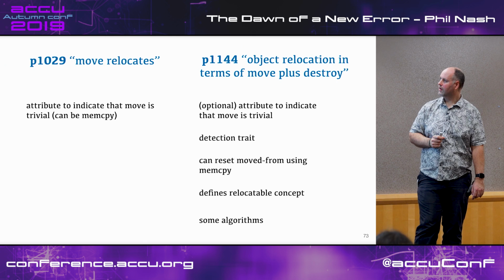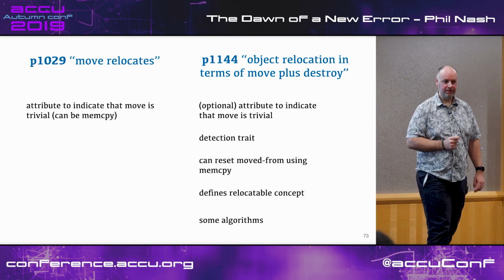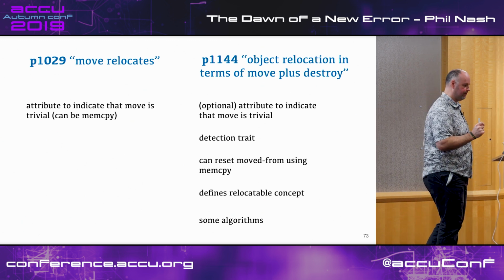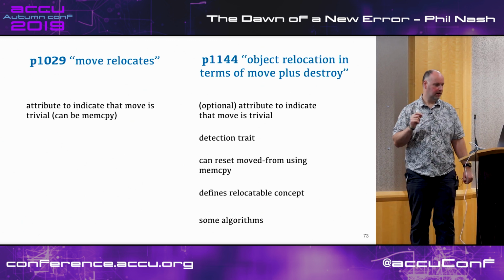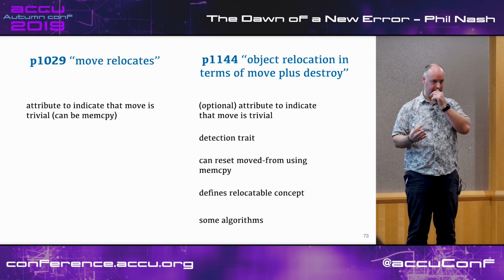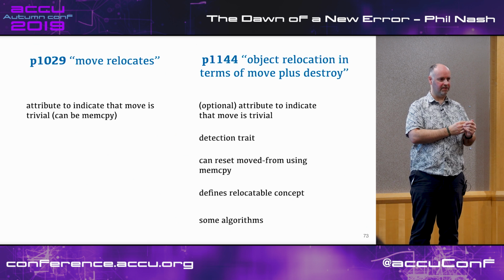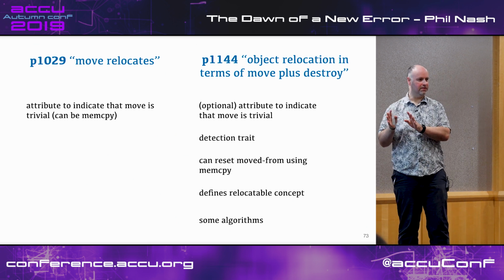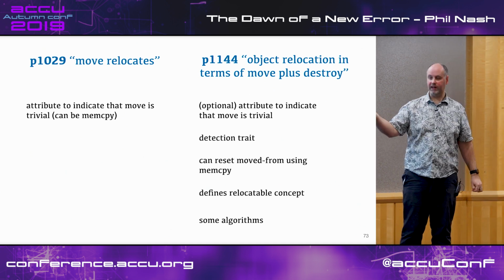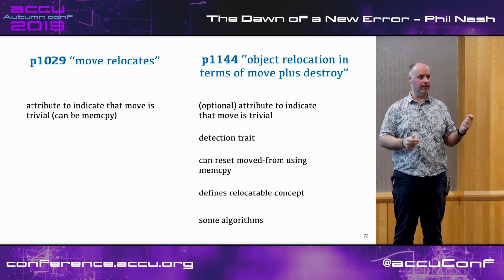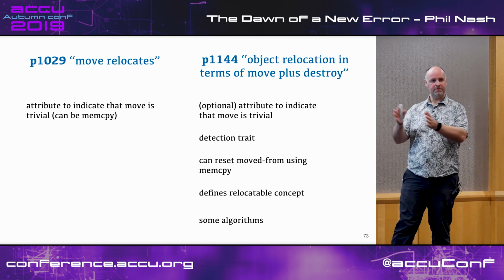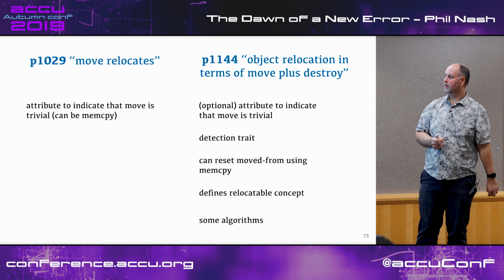P1029, move relocates, just has an attribute that indicates that move is trivial, i.e. it can just be a memcpy. That's the bit that we need for our purposes here. And that's the only thing that this defines. So for built-in primitives, this is already the case. An integer can be trivially moved today. And the types that we're interested in can all be trivially moved.